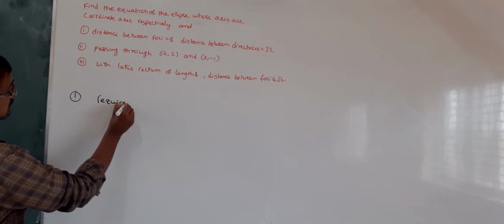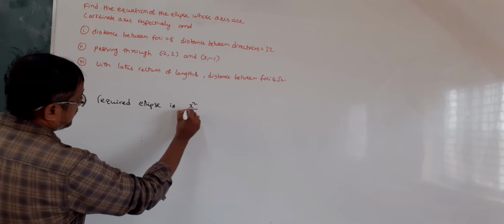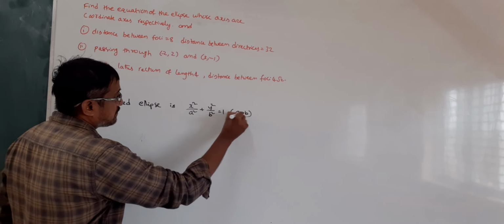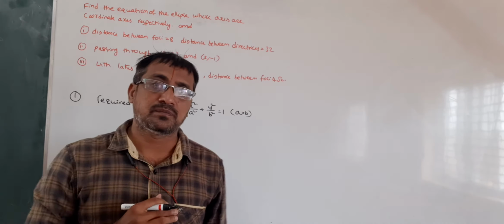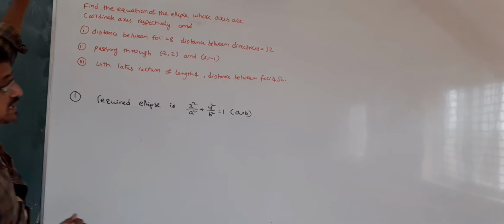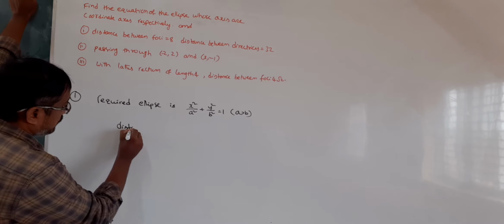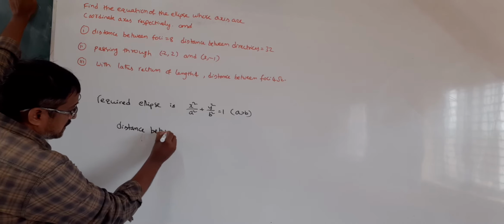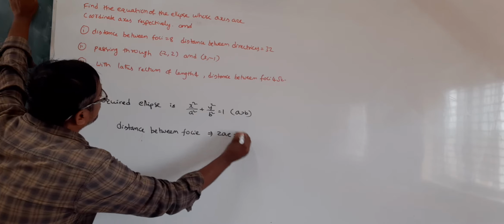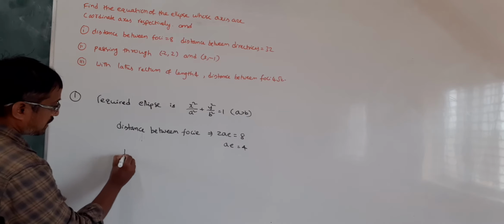Required ellipse is x square by a square plus y square by b square is equal to 1, a greater than b. That is the ellipse in the standard form, whose axes are the coordinate axes respectively. Now they have given that distance between foci, that is 2ae, is equal to 8. So ae is equal to 4.